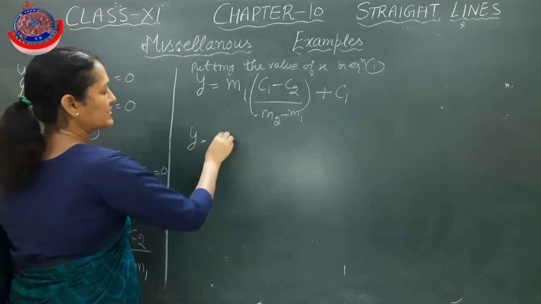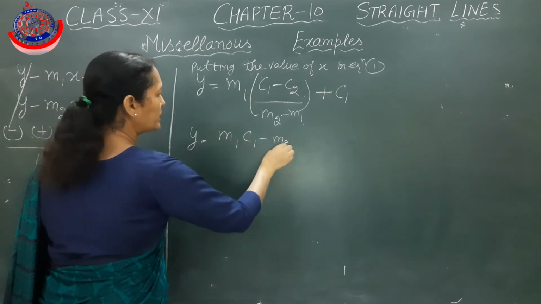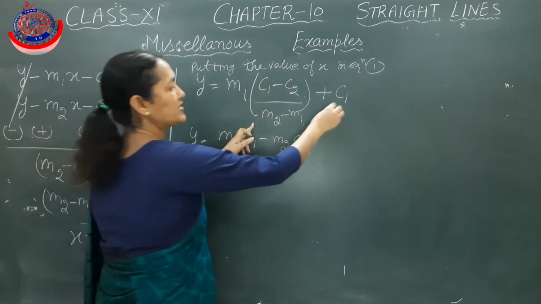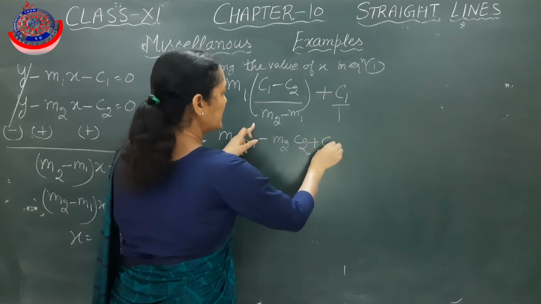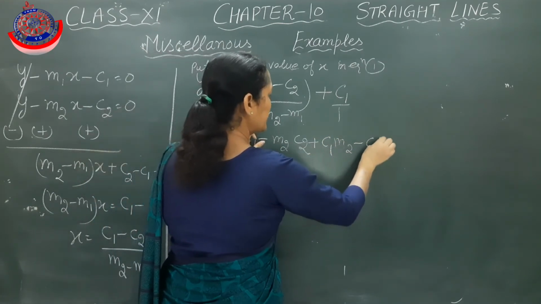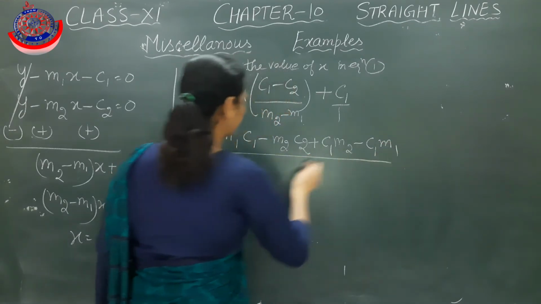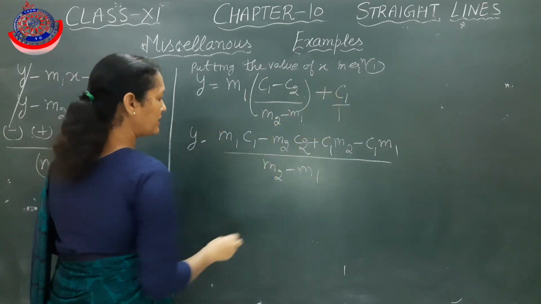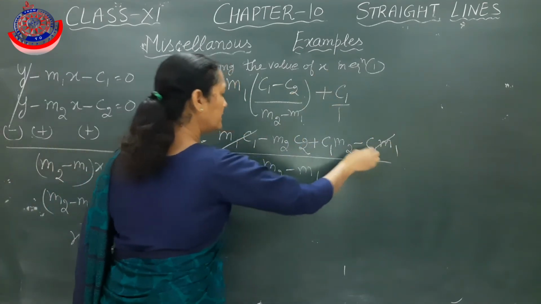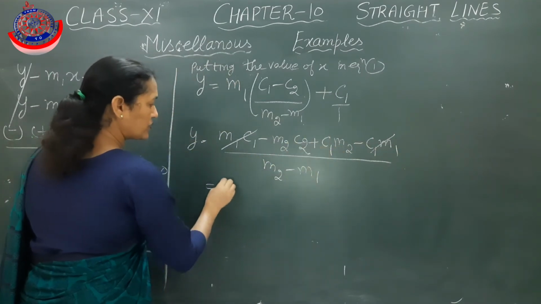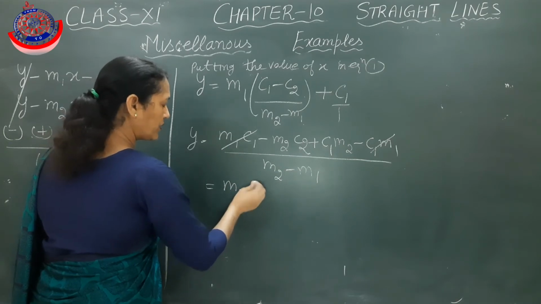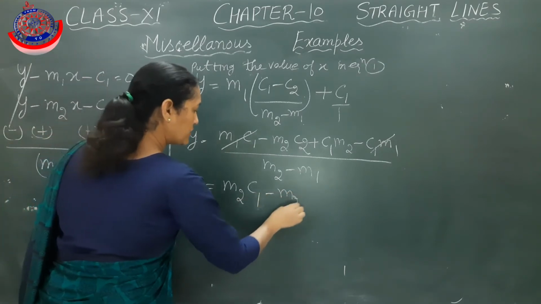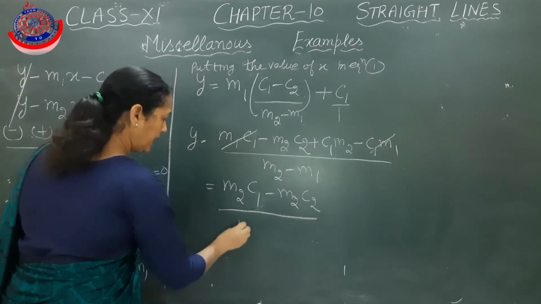So y equals, taking m1 inside, m1 c1 minus m1 c2. This m1 I have taken inside, m1 c1 and m1 c2. And here if we take LCM, this m2 minus m1 will come here. So it will be c1 m2 minus c1 m1 upon m2 minus m1. This m1 I have taken inside and multiplied, and here I have taken LCM also. So now m1 c1 cancels. So we are left with m2 c1 and m1 c2. If we take m2 common, we can write it like this also, m2 c1 minus m1 c2 upon m2 minus m1.